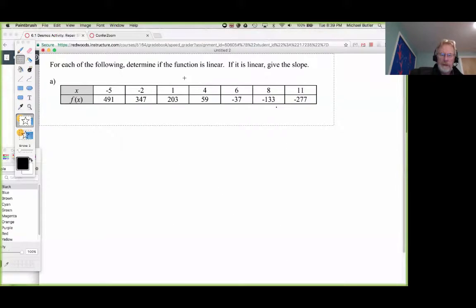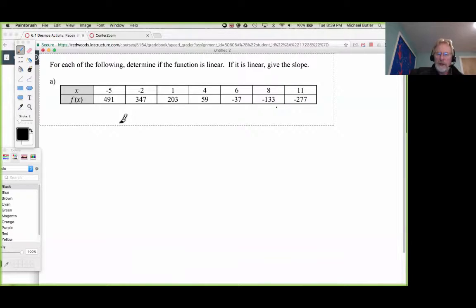Yes. Okay, so for each of the following, determine if it is a linear function. If it is linear, give the slope. How do we determine whether or not this is a linear function? Well, there's several different ways, but the easiest way is that if it's a linear function, then what that means is that you're going to have a constant slope, okay?